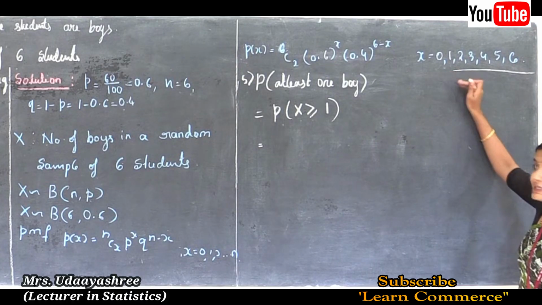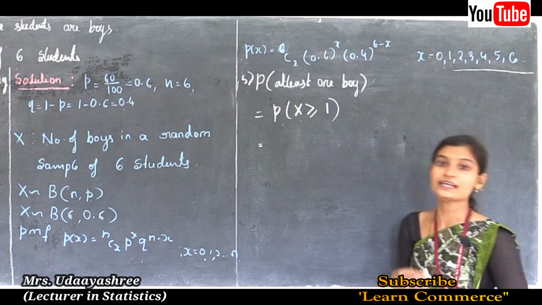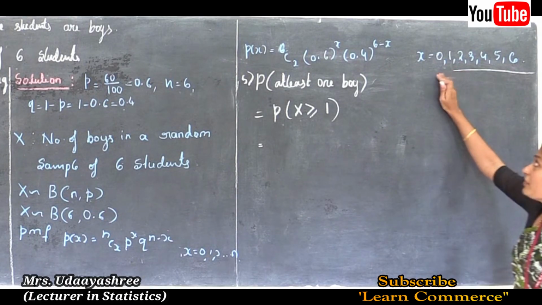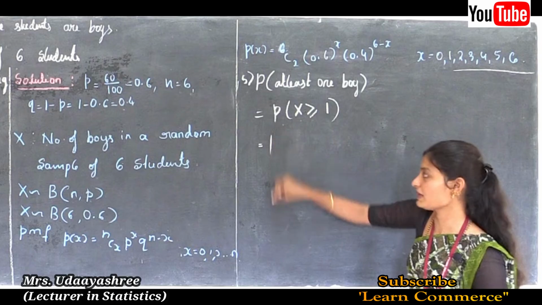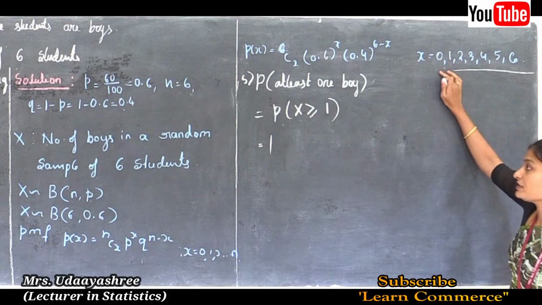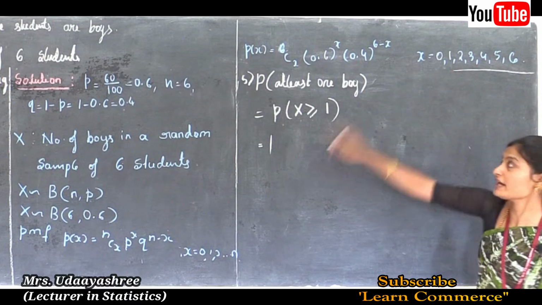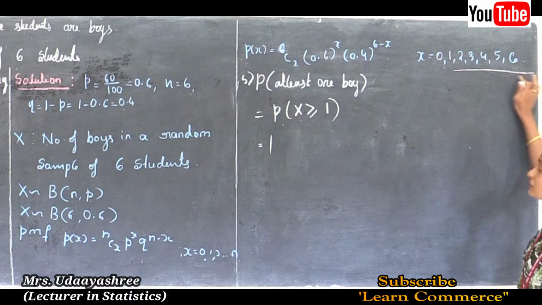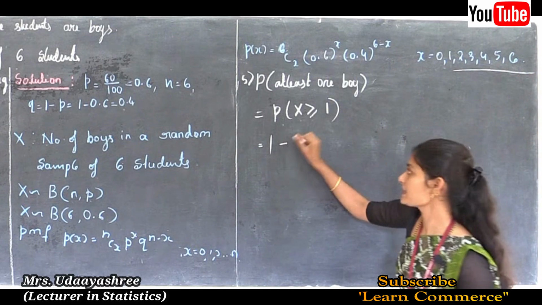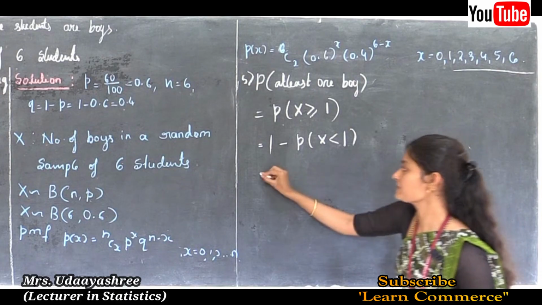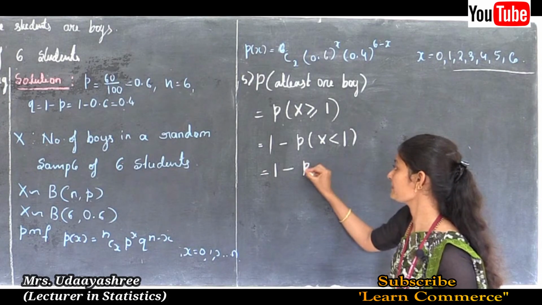To avoid this lengthy process, we can apply the simplest method. We know that the sum of probabilities is equal to 1. Then here the remaining one term is 0. So, if we calculate 1 minus P of 0, we can find the value of these terms. That is 1 minus P of X less than 1. This is equal to 1 minus P of 0.